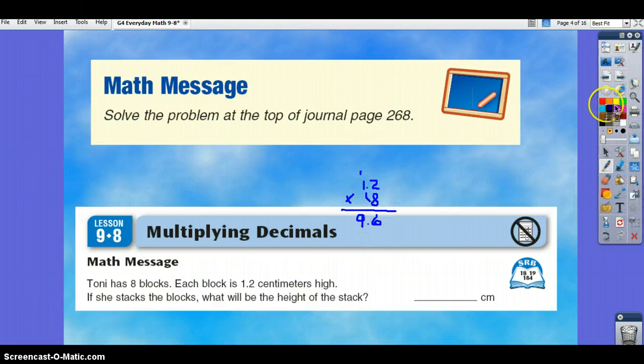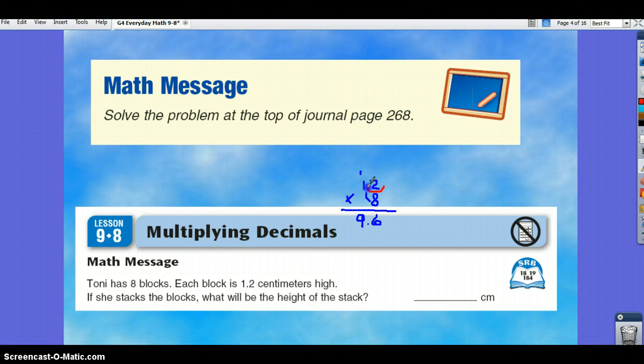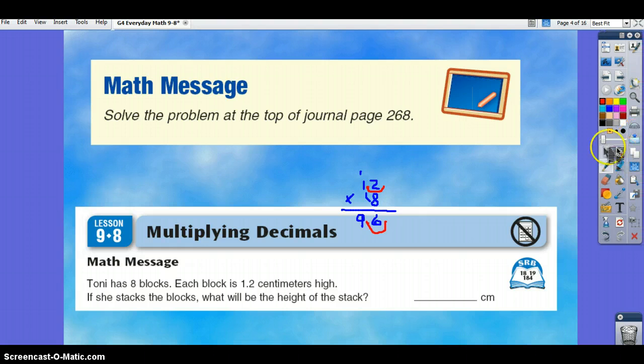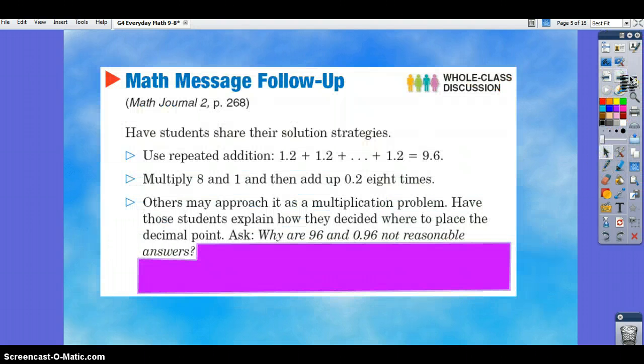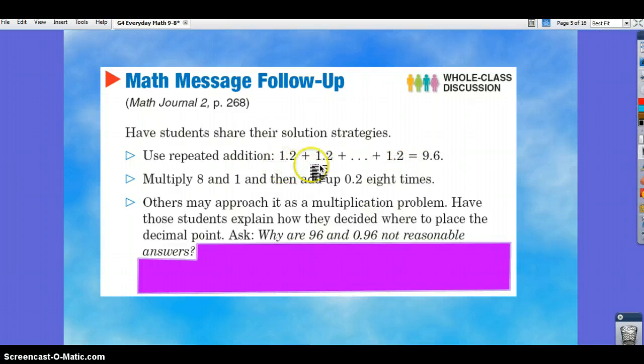And it does, because in multiplying decimals, if the decimal moves in one place from where it normally would be, I would move it in also one place in my answer. Now that makes sense. Okay, so you could have used repeated addition. Again, 1.2 plus 1.2 plus 1.2, eight times, does equal 9.6. You could multiply 8 and 1 and then add up 0.2 eight times. I approached it as a multiplication problem.